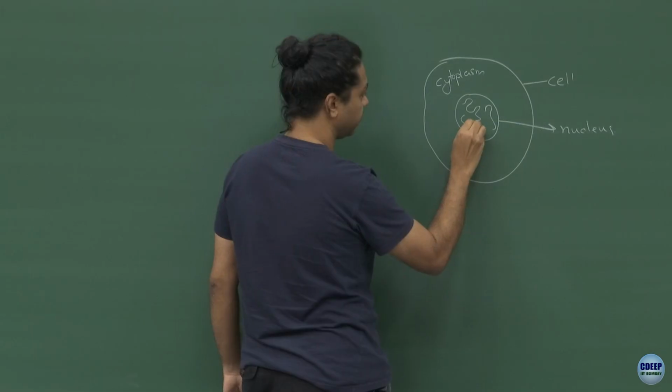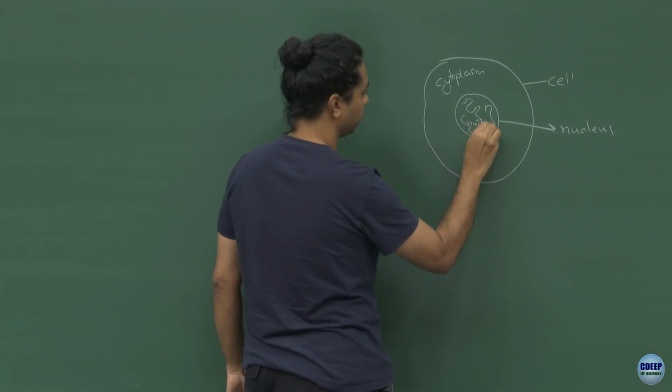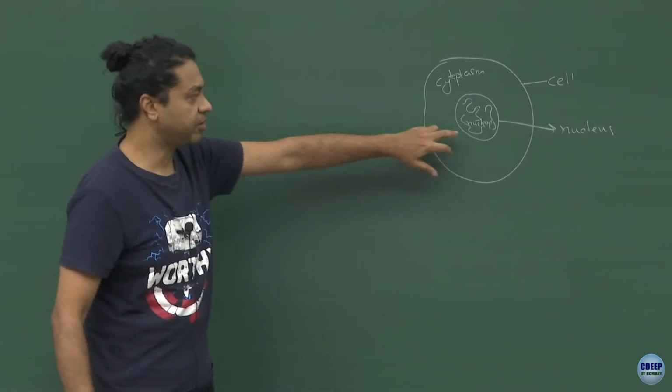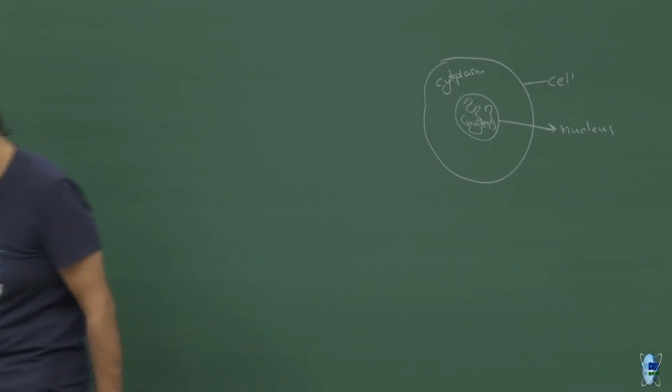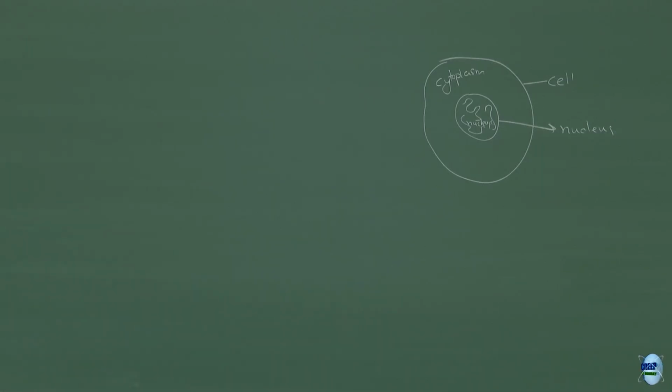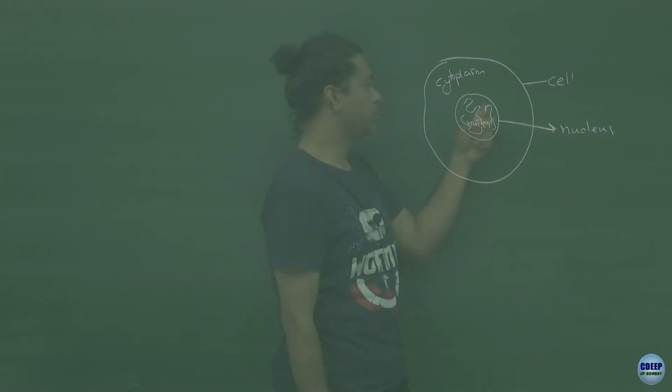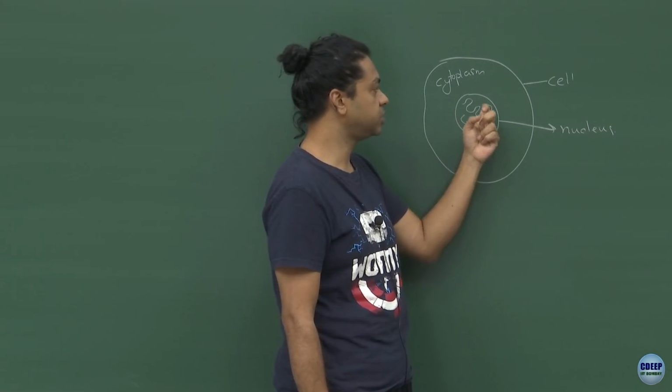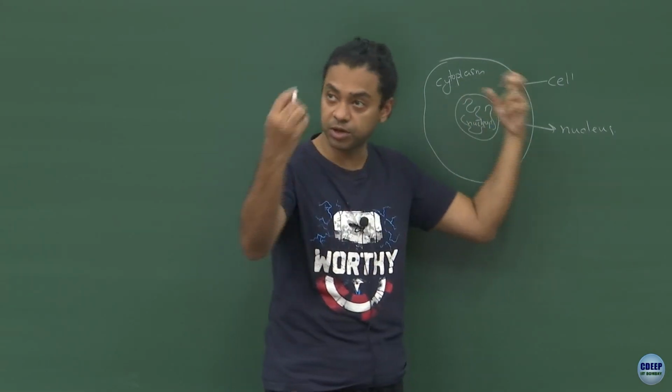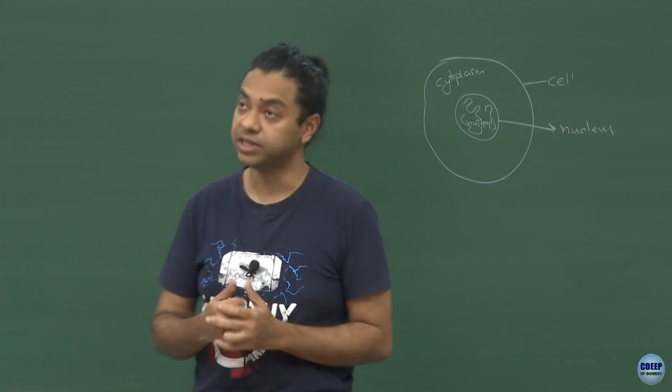Inside the nucleus is my nucleoplasm, and these two are separated by this nuclear membrane. And then the transcription happens inside the nucleus, the proteins are produced, and then they come out into the cytoplasm and do whatever business they need to do.